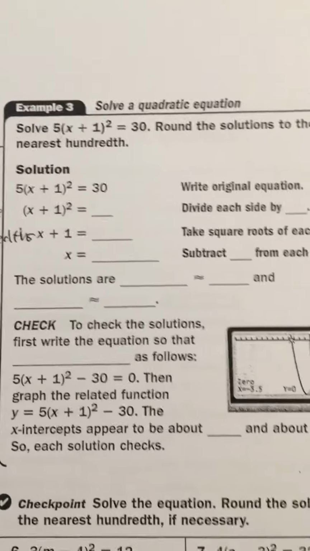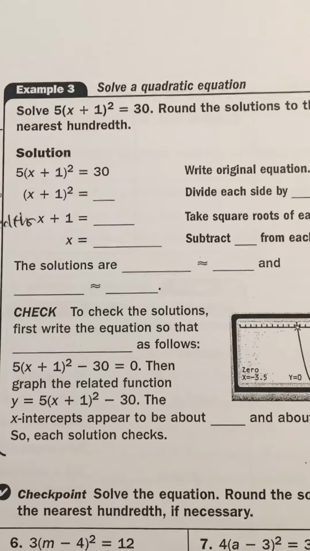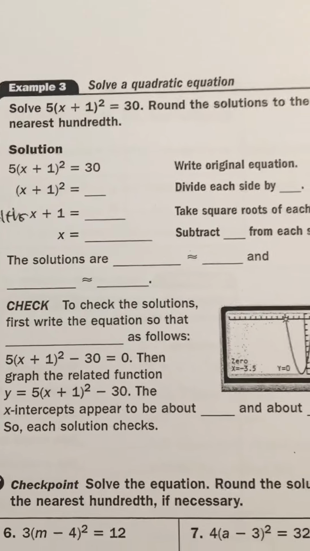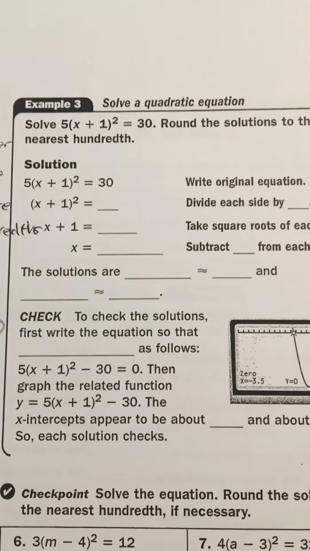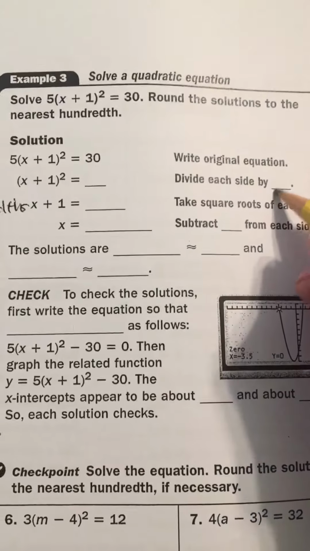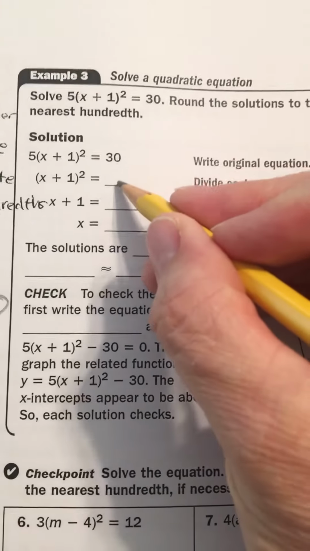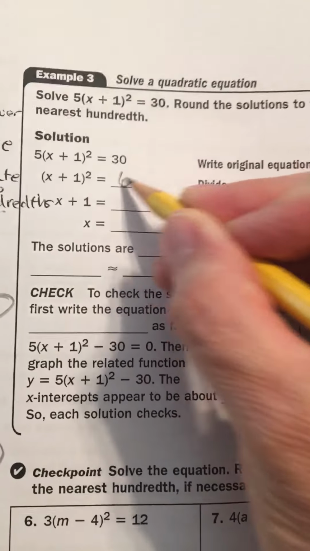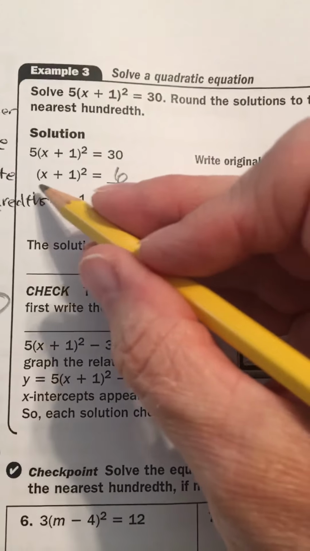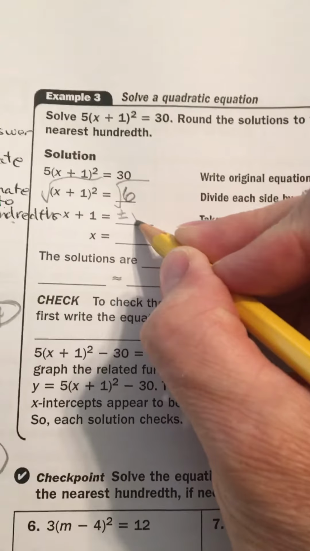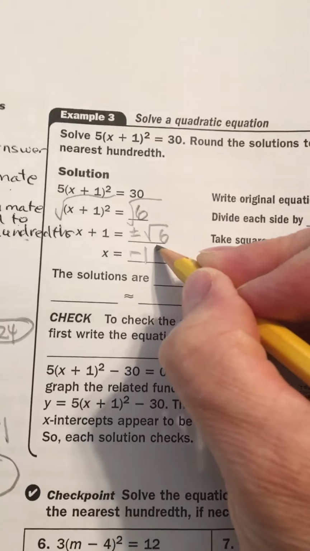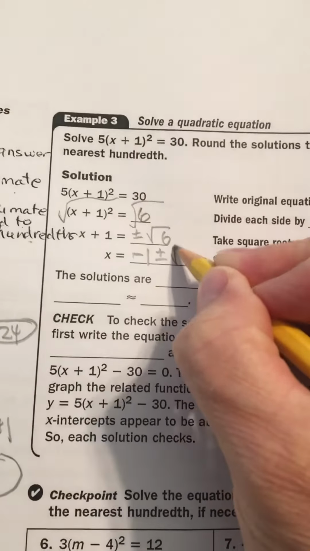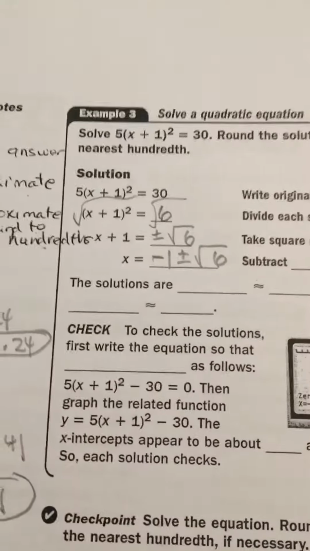Okay, so I went over that because now we're going to do example 3. And example 3 asks you to solve that equation and round it to the nearest hundredths. So the first step is to divide each side by 5. So 30 divided by 5 is 6. Then the next step is to square root both sides and find both the positive and negative square root. And then I subtract 1. So my answer is negative 1 plus or minus root 6.